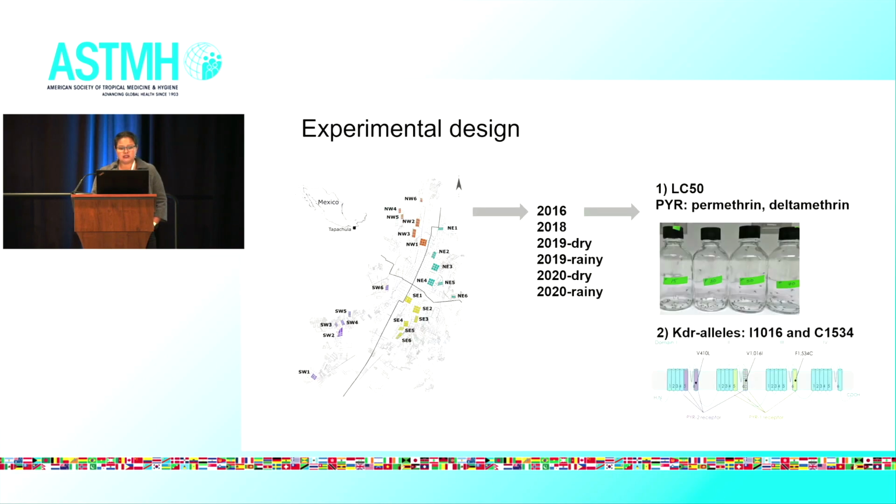So the study design was that we selected some areas in Tapachula, Mexico. We did mosquito collections in 24 sites in different years, starting in 2016 and finishing in 2020. For each of the collections, we calculated the LC50 for 2 pyrethroids, permethrin and deltamethrin, and also we took a subsample of that and calculated the frequencies for isoleucine 1016 and cysteine 1534, which are both associated with KDR.